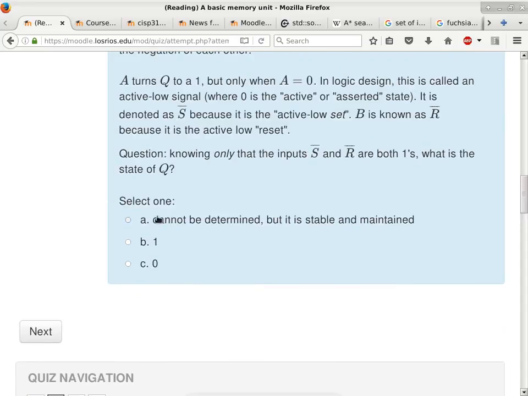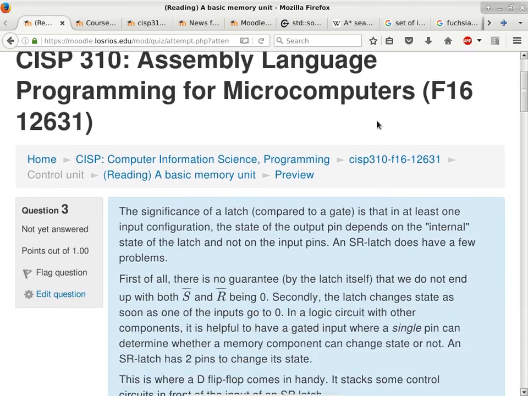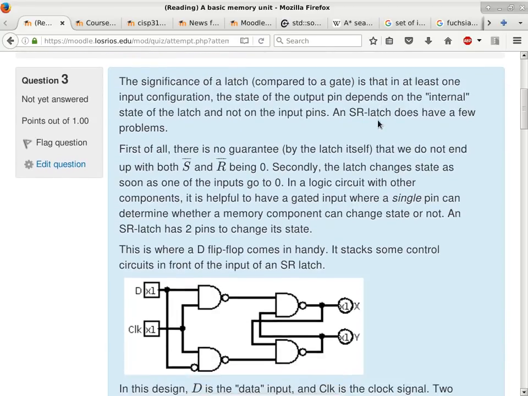So the question here is asking, knowing only that the inputs S bar, which is /R and /R are both 1s, what is the state of Q? Okay, I just answered that question a little bit earlier, so I'll let you guys figure this one out. Okay, and on the next slide, we talk about that again.